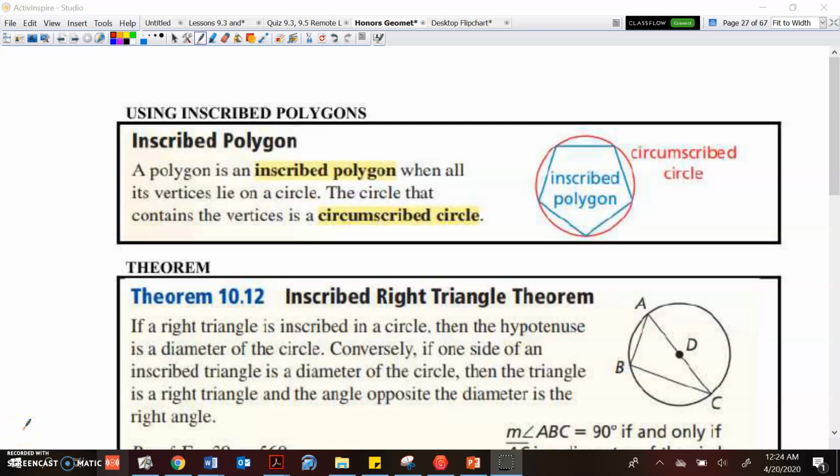Okay, so now for the second half of lesson 10.4, we're going to talk about inscribed polygons. So we just said inscribed angles. Well, a polygon is an inscribed polygon when all its vertices lie on the circle, as we see here in this picture. The polygon is in blue, the pentagon we have here, and the circle on the outside is known as the circumscribed circle.